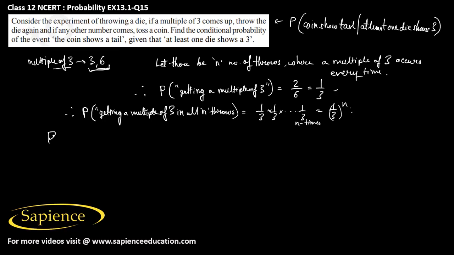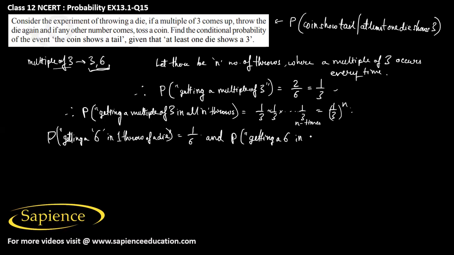Now we have to find the probability of getting a 6 in one single throw of a die. That would obviously be 1 by 6. And so the probability of getting a 6 in all the n throws will be equal to 1 by 6 whole raised to n.